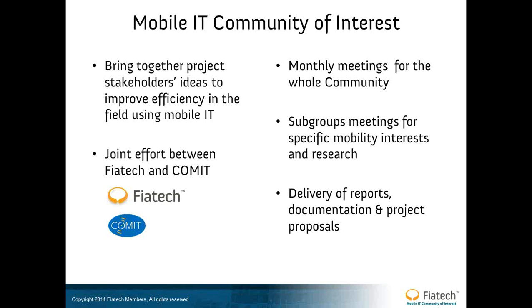Today's agenda. We'll first have announcements regarding the future steps for the subgroups. We've made a couple of adjustments on that.